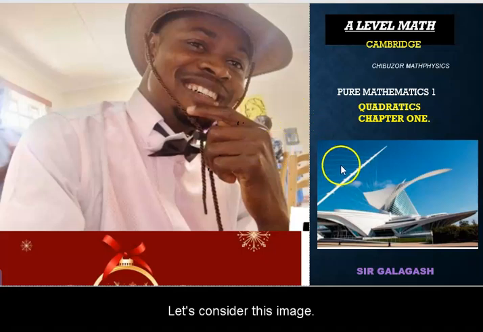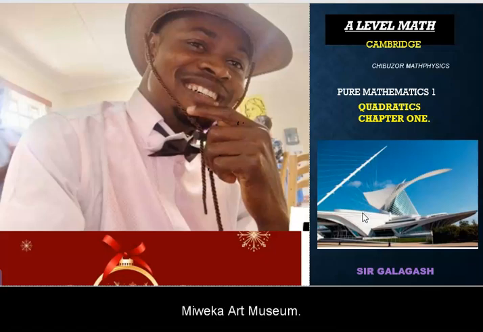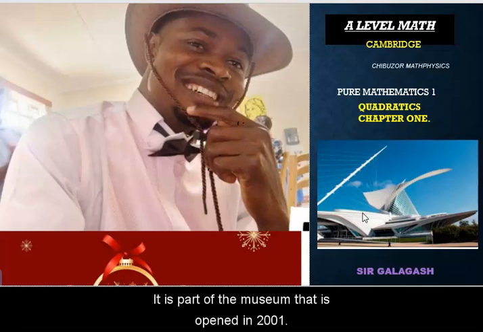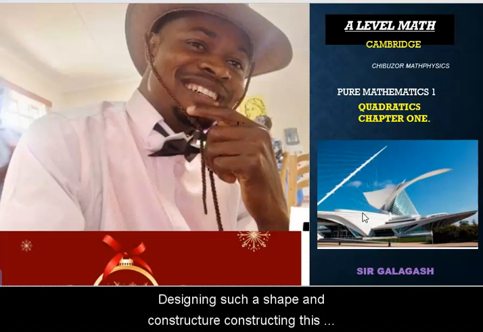Let's consider this image. This is called a quadratic pavilion, which is part of the Numerical Art Museum. It is part of the museum that was opened in 2001. And you can see this museum was constructed by Calatrava, and it received an outstanding structure award in 2004. Designing and constructing such a shape and structure needs the use of quadratic curves and parabolas.